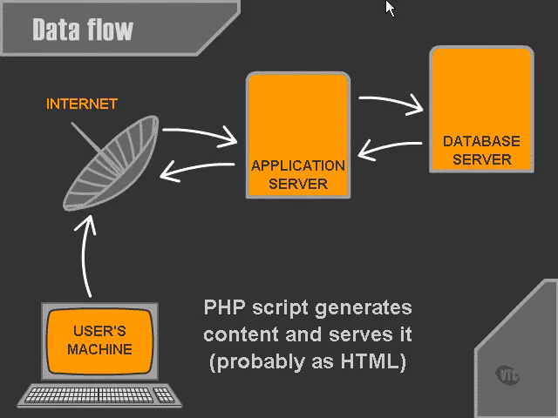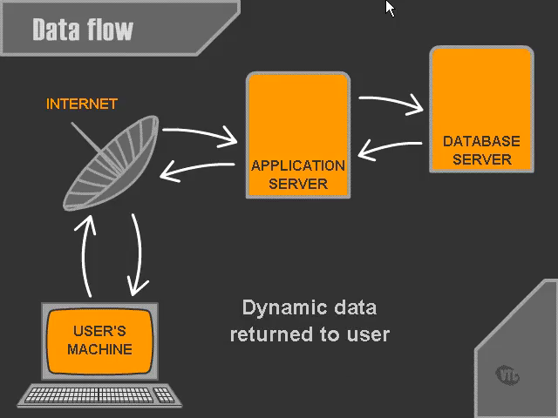So the content is returned via the internet to the user's machine based on their choices and the structure that we set up in our PHP scripts. This is basically how the dynamic web works.